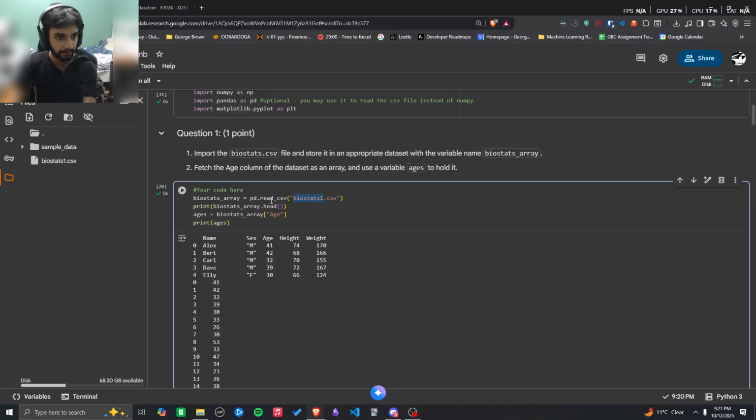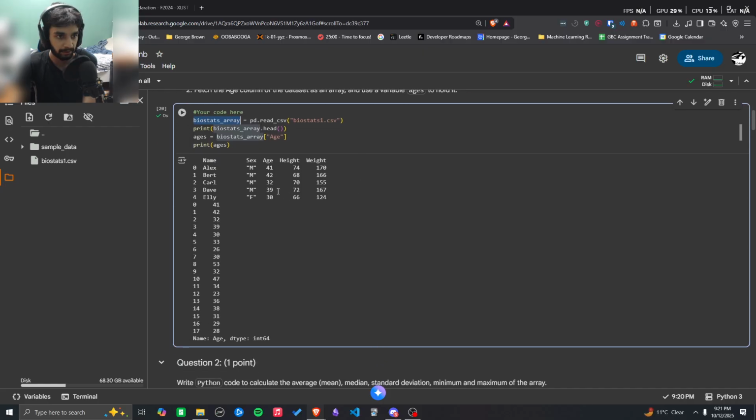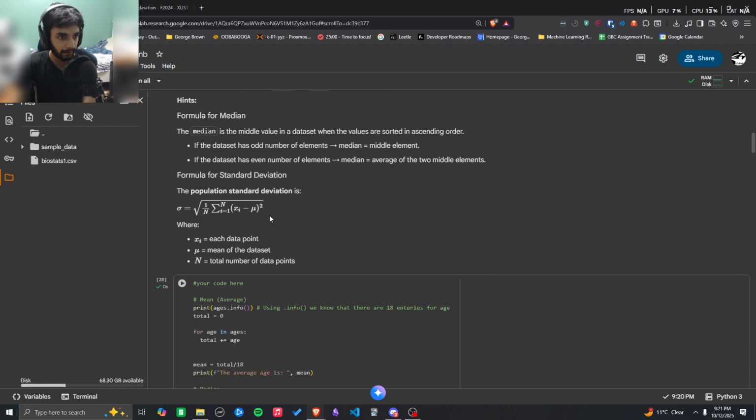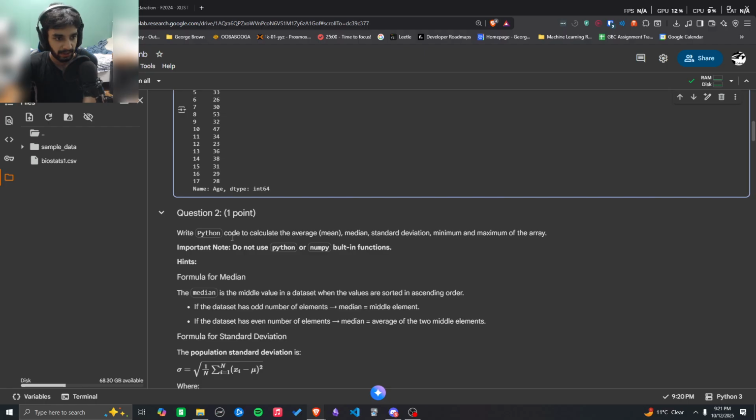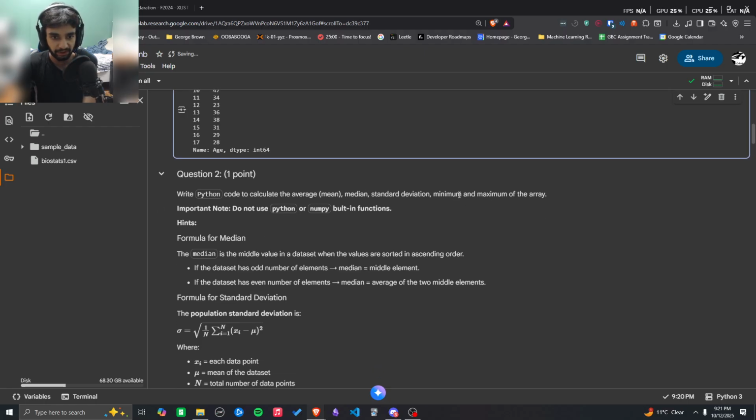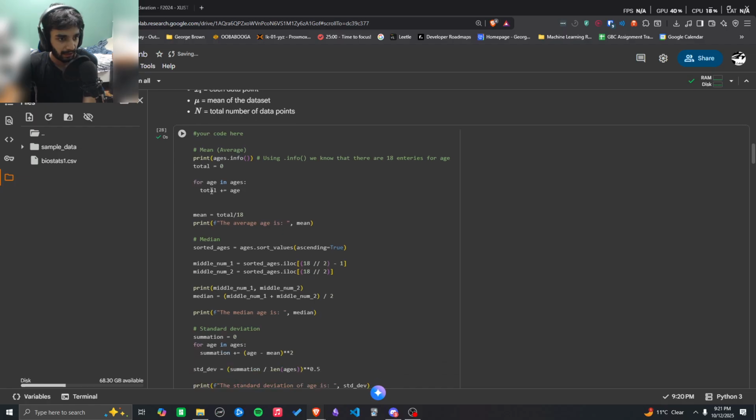We're going to convert our CSV into an array that's readable. So I printed the head to get a general understanding, and we extract the age column into its own variable called ages. Then we have to compute the mean, median, standard deviation, min, and max.